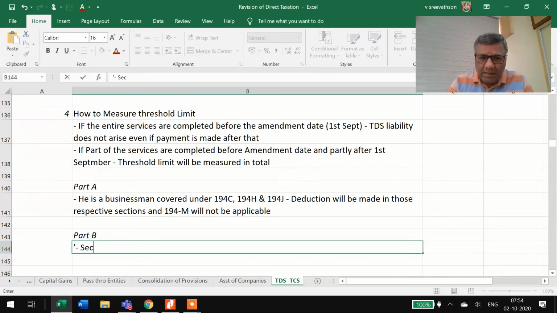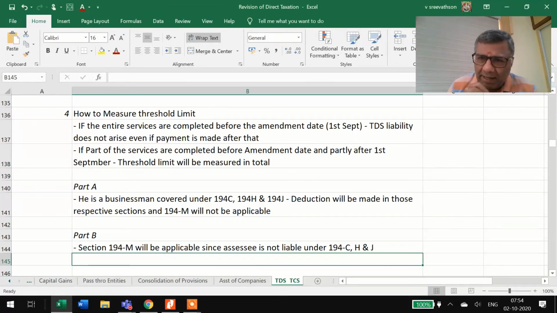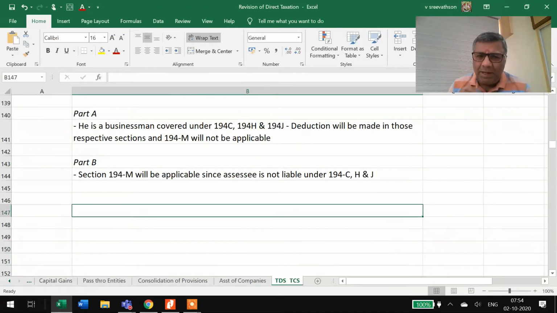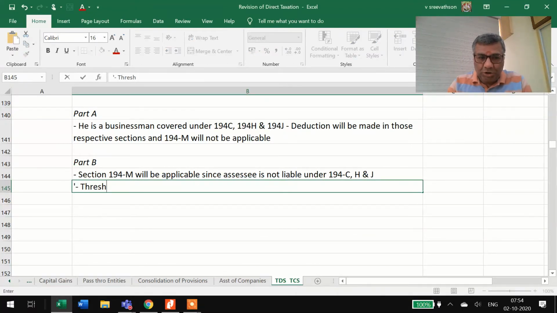Okay. Section 194M will be applicable since the assessee is not liable under 194C, H, I and J. So 194M is applicable since the assessee is not liable under those sections. Threshold limit is 50 lakhs.